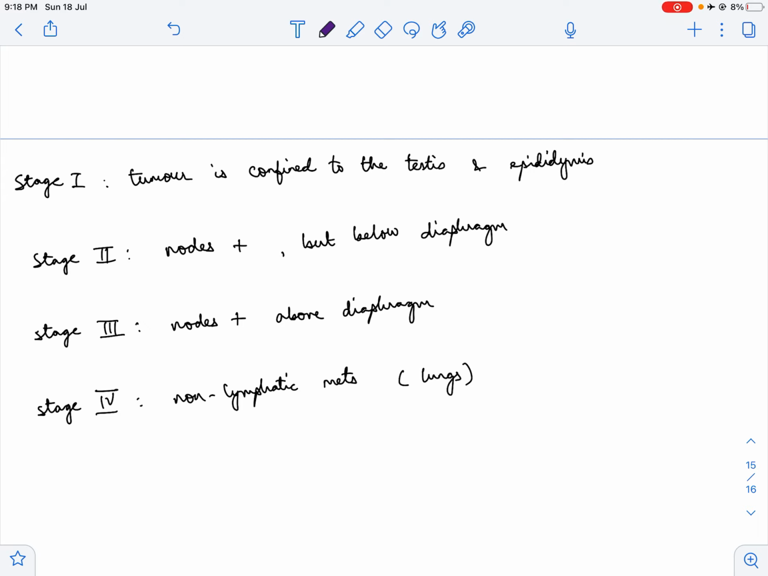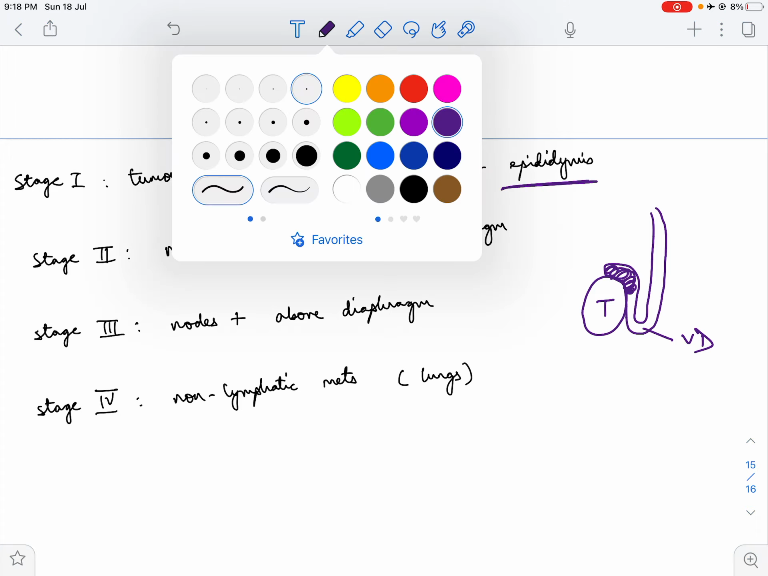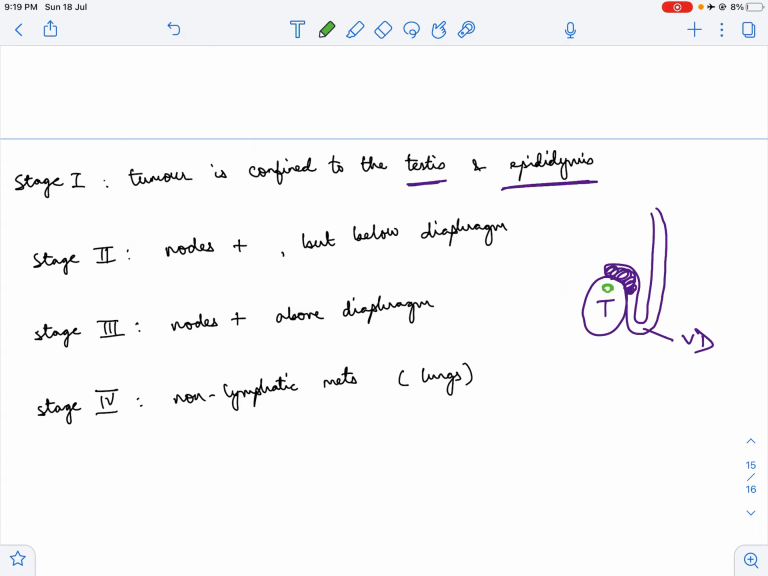Stage 1 is tumor is confined to the testis and the epididymis. So supposing if this is the testis, we have a structure here. This is the epididymis, which then forms the vas deferens. So if the tumor is confined, I'll use a different color for the tumor. If this is the tumor which is confined to the testis or to the seminal vesicles, it is stage 1.